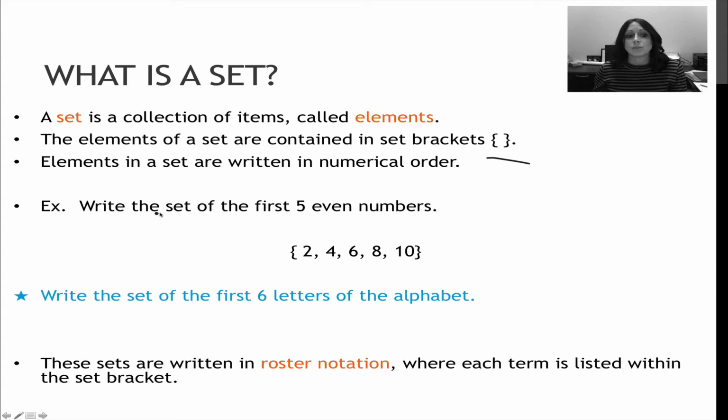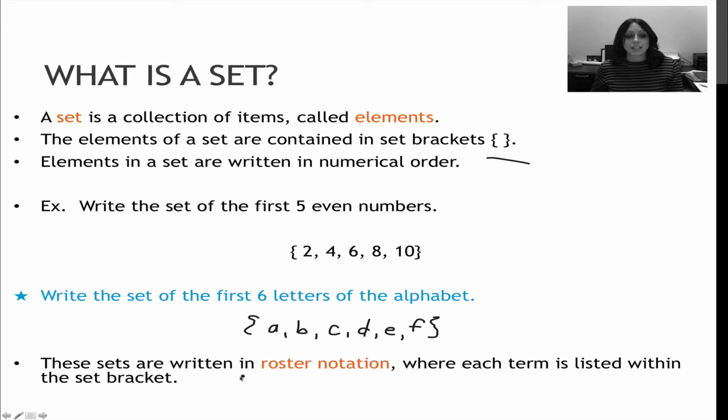Here we have an example: write the set of the first 5 even numbers, so that would be 2, 4, 6, 8, and 10. Notice that each of the elements is separated by a comma, and that there's a set bracket on each side. So if we were asked to then write the set of the first 6 letters of the alphabet, we would write A, comma, B, comma, C, comma, D, comma, E, comma, and F. And then I would close the bracket. So again, we're looking at those squiggly bracket signs that let me know that it is a set.